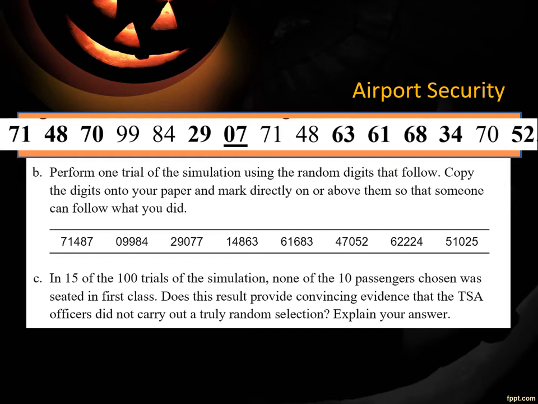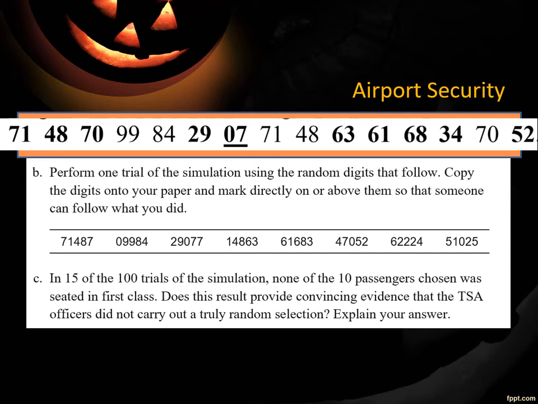Okay, so let's go on to C. In 15 of the 100 trials of the simulation, none of the 10 passengers chosen was seated in first class. Does this result provide convincing evidence that TSA did not carry out a truly random selection? Explain your answer. Well, 15 out of 100 is only 15%.